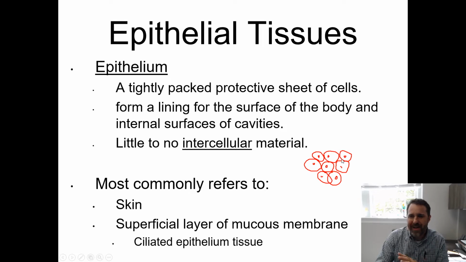Epithelial tissue has little to no intercellular material. So here's my little drawing here of some epithelial cells. And you can see if you look at the space between them, there's not a lot of space between them. They're tightly packed together to try to keep bad things out of your body.